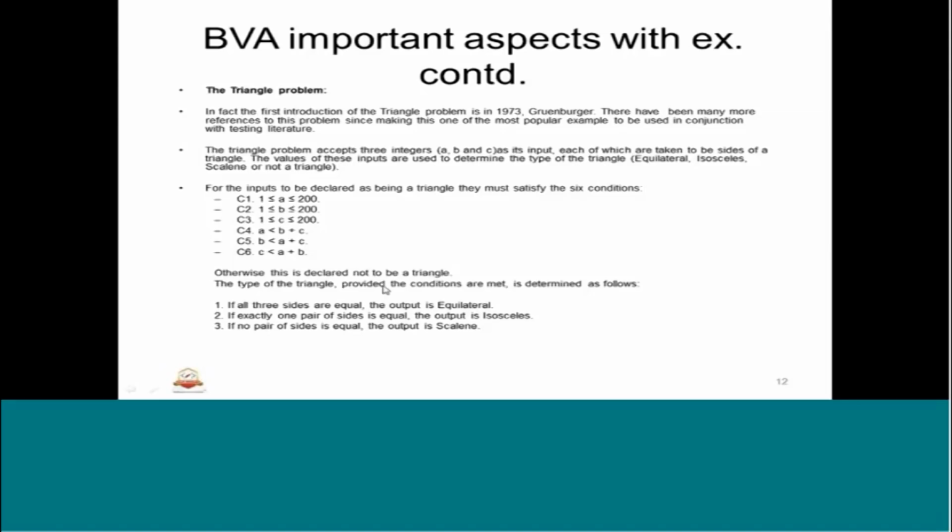The type of the triangle, provided the conditions are met, is determined as follows. If all three sides are equal, the output is equilateral. If exactly one pair of sides is equal, the output is isosceles. If no pair of sides is equal, the output is scalene. After we define the triangle, we then determine what type of triangle it is.